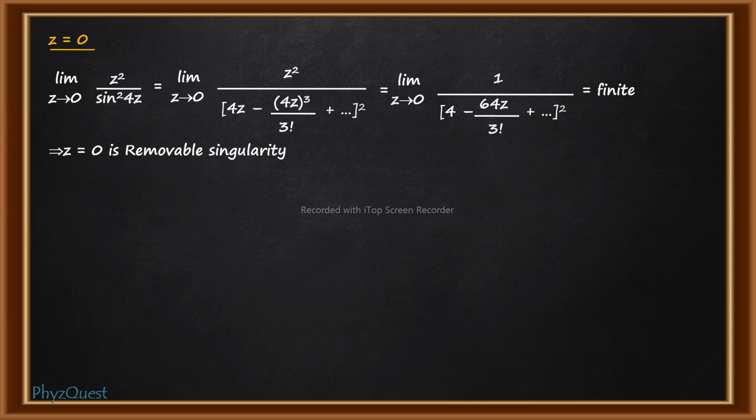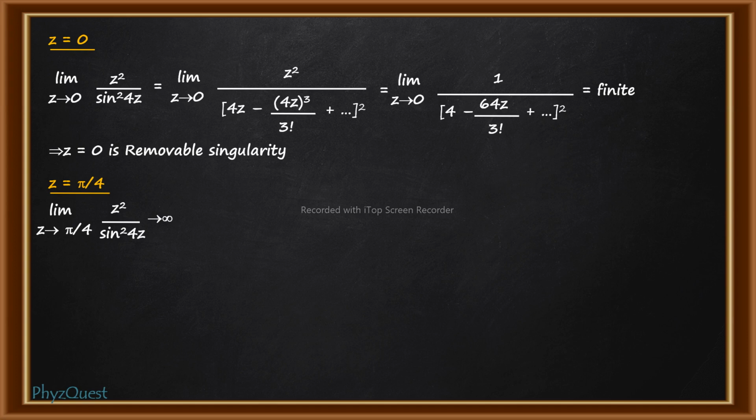Now next, check for z equal to pi by 4. Here we first test for z tends to z0, what value the function of z gives. So when we do that, limit z tends to pi by 4 of z square divided by sine square 4z tends to infinity. So this satisfies the criteria of a pole.